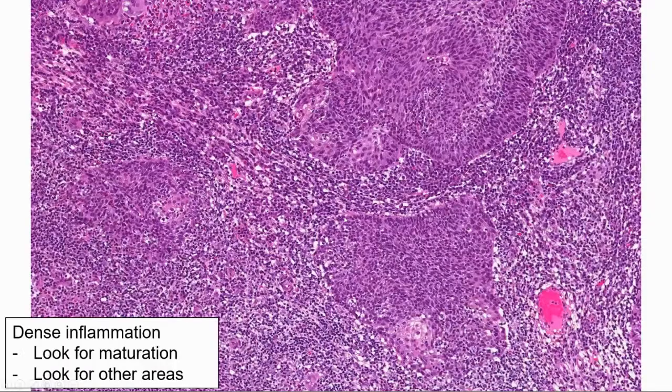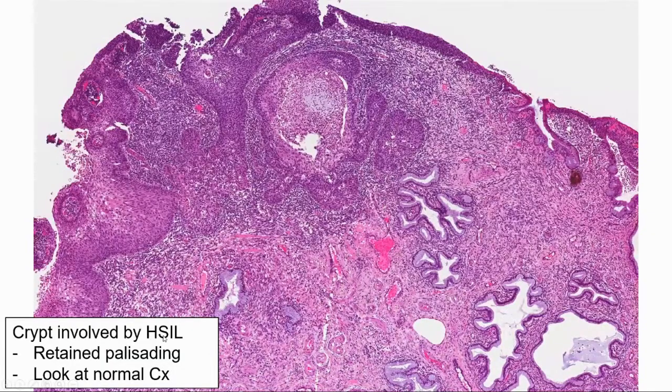Intense inflammation can obscure an invasive process, but can also distort the epithelial stromal interface. So I try to assess stromal invasion in areas that are not as inflamed, but look for that paradoxical maturation and the regularity of the contours to diagnose stromal invasion. Crypt involvement by HSIL will show the persistence of that basaloid palisading that you see in lesions that are still intraepithelial. You're not going to see irregularity in that contour or paradoxical squamous maturation.